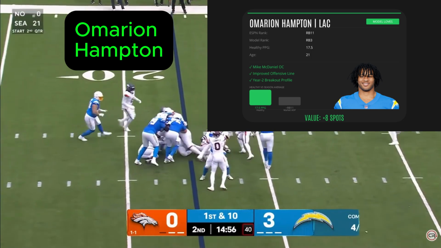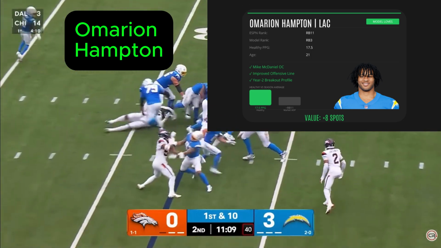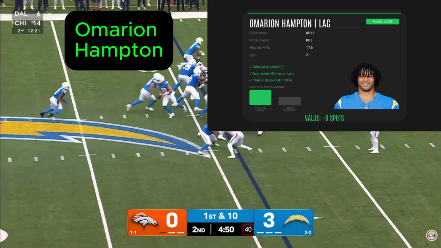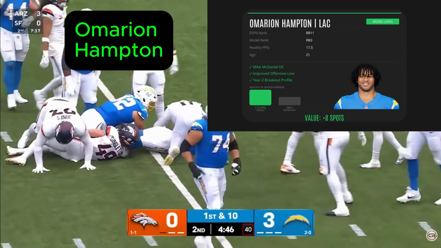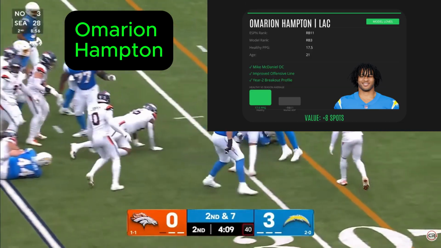Because in 9 games last season when healthy, he had over 79% snap share, where he averaged over 17.5 fantasy points per game, which was RB1 production overall. Per game when healthy, he was top 12 at the position. PFF had him graded as the 8th overall rushing running back.